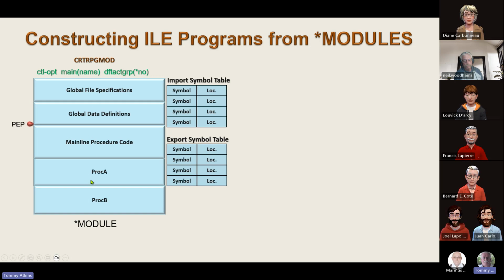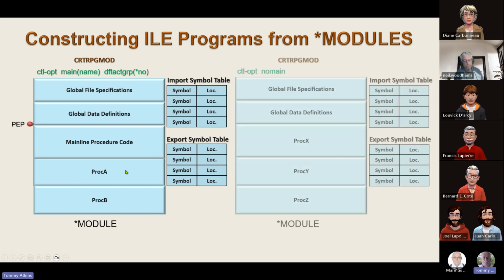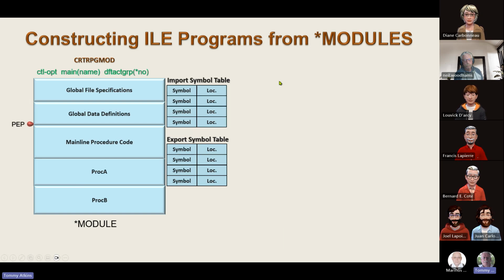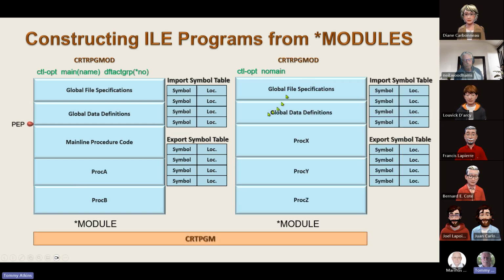Now, this module can contain some of the processes you want in your program. You can create another module that contains other processes that you want to use in your program. In this case, you use a different keyword. In control opt, you say no main, which means there is no main line, i.e. there's no program entry point. Now, in this case, we get some interesting things, and this is where the import and export symbol tables kick in.